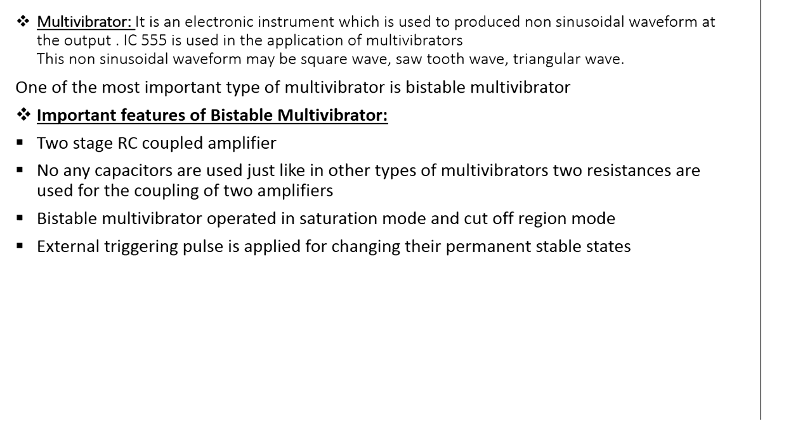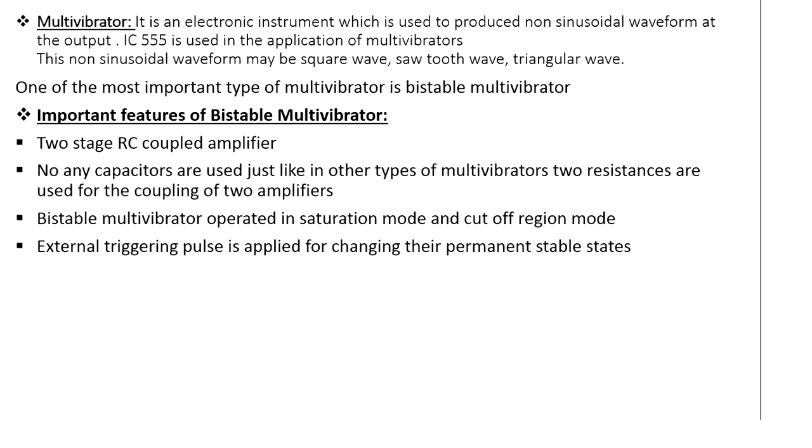Another important feature concerns changing the states of the bistable multivibrator. As its name indicates, bi means two, so in this case we have two permanent stable states. If we want to change the permanent stable state, then we have to apply an external trigger pulse. And what is an external trigger pulse? An external trigger pulse is a pulse of very high frequency, but for a very short interval of time, in order to overcome the minus VB voltage which is applied to the base of both of the transistors.